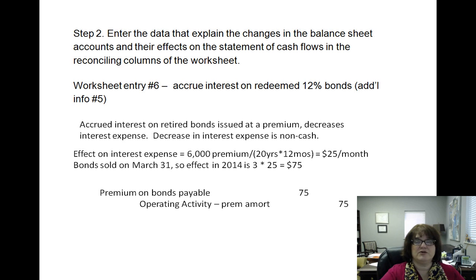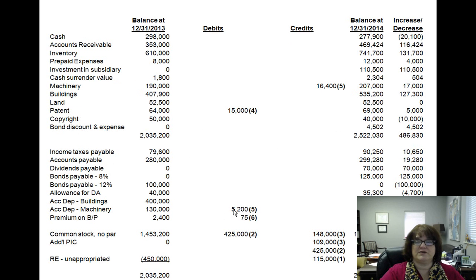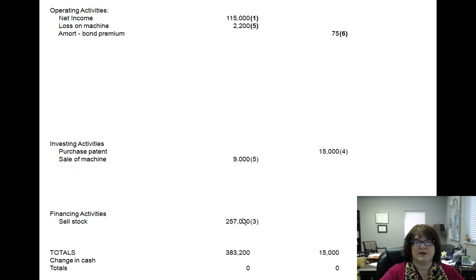Okay, so the journal entry that we're going to be taking a look at is going to help explain the decrease in the premium account, and this is an operating activity, an adjustment that we need to make to net income because it represents something that has nothing to do with cash. So the journal entry for item number 6 is the debit to the premium on bonds payable and a credit in the operating activities section to amortization of the bond premium. Okay?